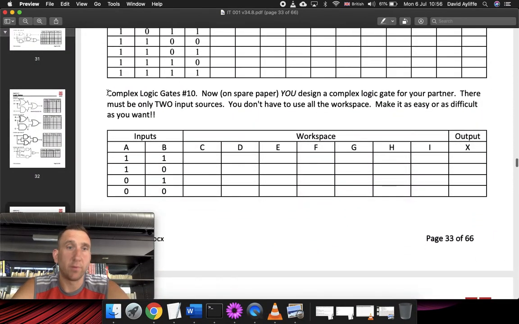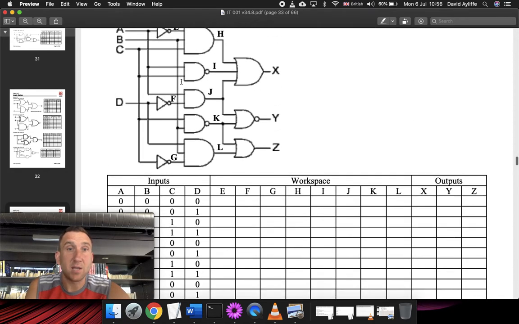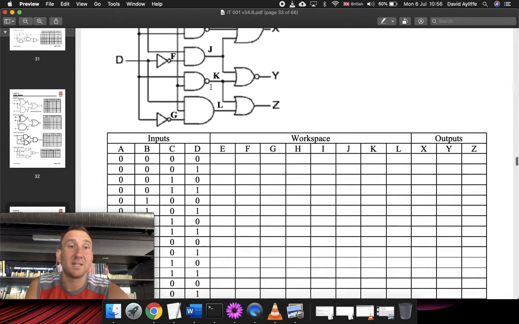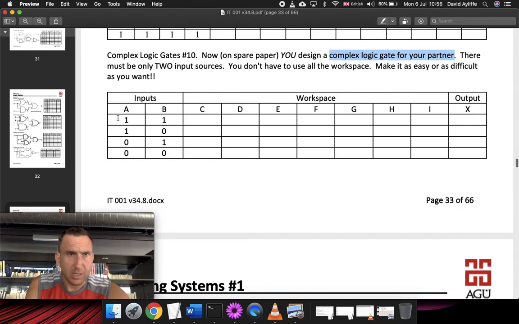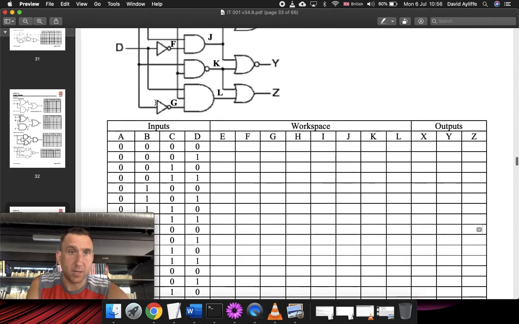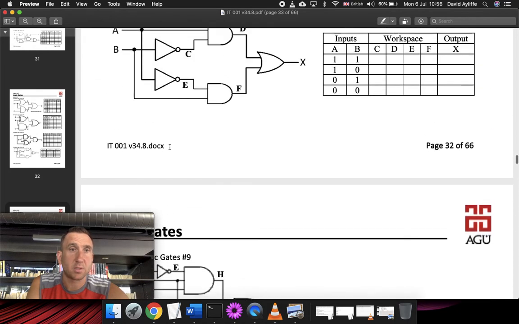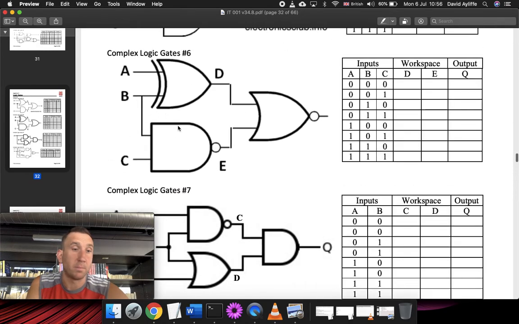Okay, now if we were in class, you would design your own complex logic gate for your partner, but we're not in a classroom environment, so you can't do that. But there's nothing to stop you making your own logic gate and testing yourself. This table here just has enough space for 2 inputs, but here you can see that we've got 4 inputs, and here we've got 3 inputs. So if you want more practice, you can use these gates, make your own complex logic gate, and test yourself.